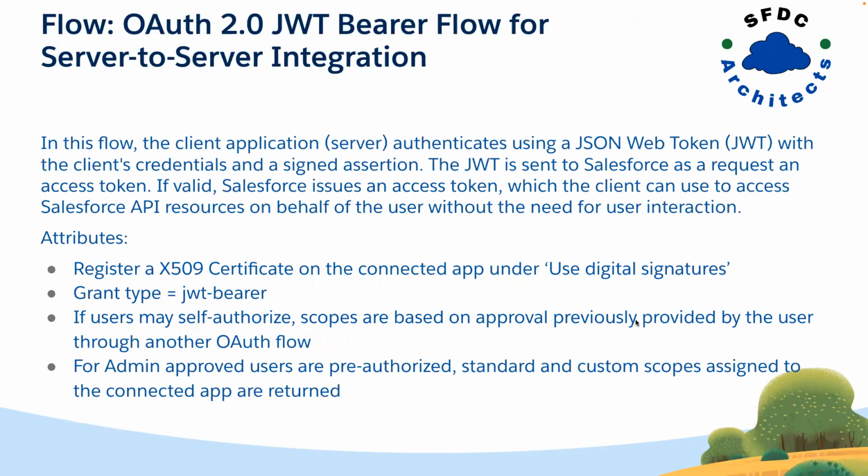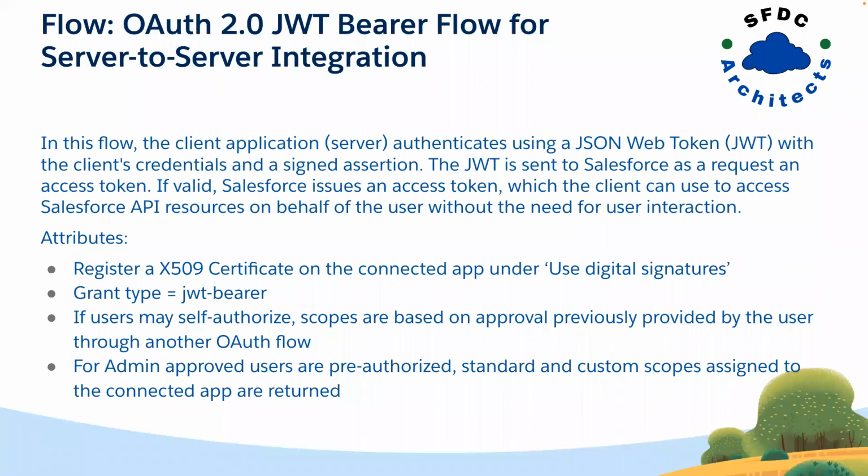The next one is fairly similar. This one is the JWT bearer flow. Just like the SAML bearer flow, you need to create your connected app. You need to register your certificate under digital signatures. The grant type is JWT bearer. And this one's a little bit different.